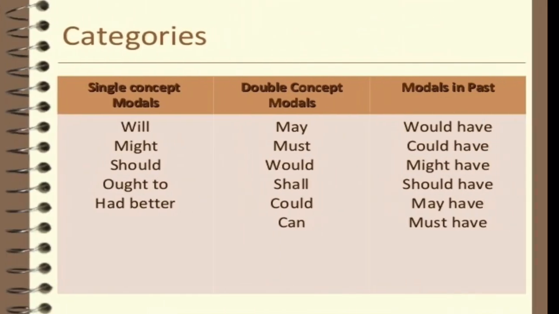Look at the categories here. Single concept modal verbs are will, might, should, ought to, had better. Double concept modal verbs are may, must, could, shall, or can. And for modals in the past we use would have, could have, might have, should have, sometimes may have and must have as well.